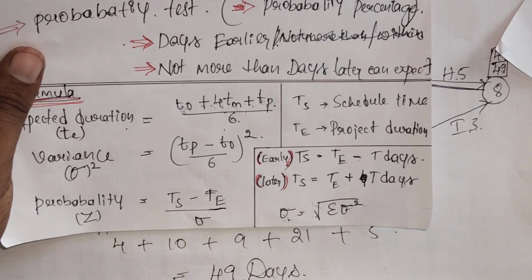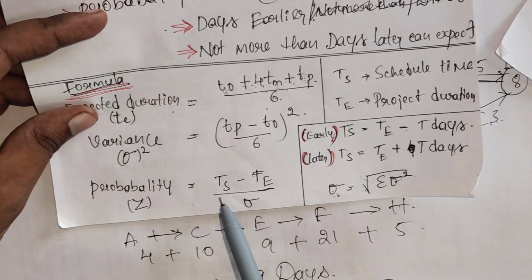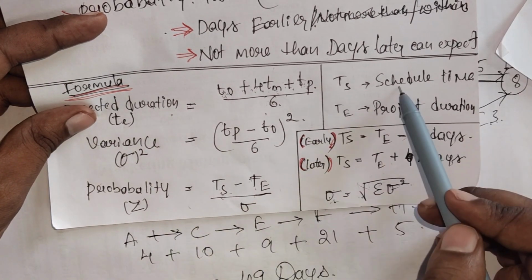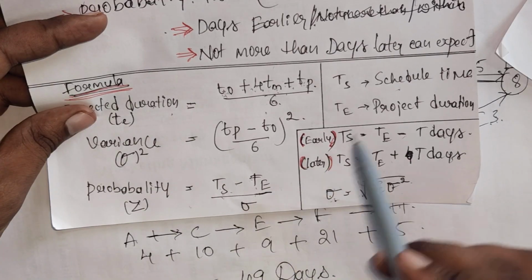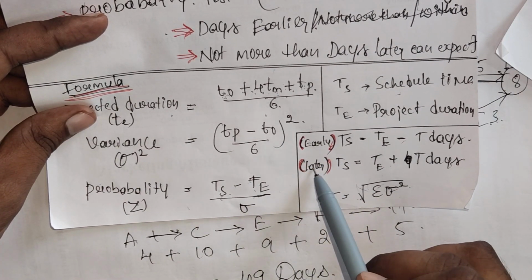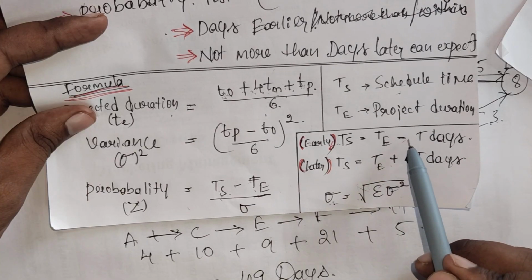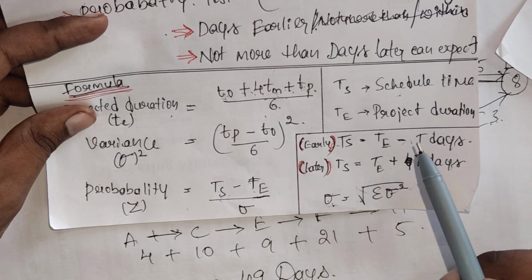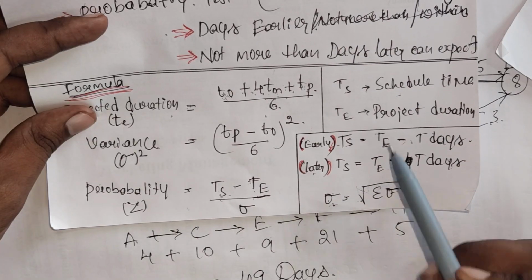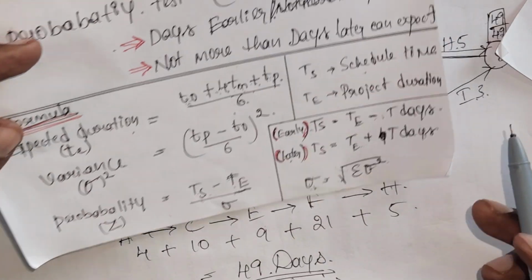Okay, so what is the formula to calculate the probability? It is TS minus TE divided by standard deviation. TS is the scheduled time, and TE is the project duration. So there will be two kinds, early and later. If it is early, we need to subtract the T days, the actual days given, and for later we need to add them to the project duration. Done. Okay, let's start.